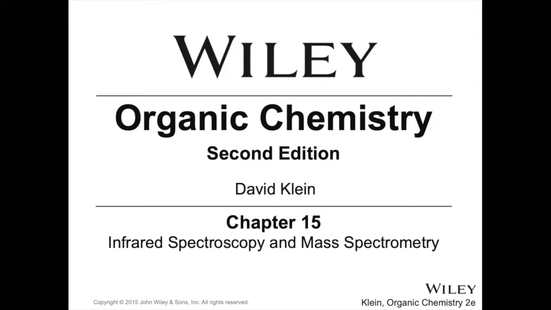In these next few chapters, we're going to look at characterization methods, basically analytical chemistry methods to take a sample of chemicals and determine what's in them. In this chapter, we're going to look at IR spectroscopy and mass spectrometry.